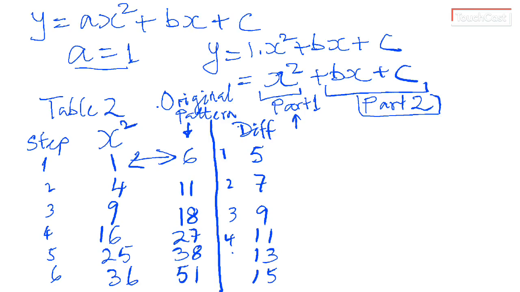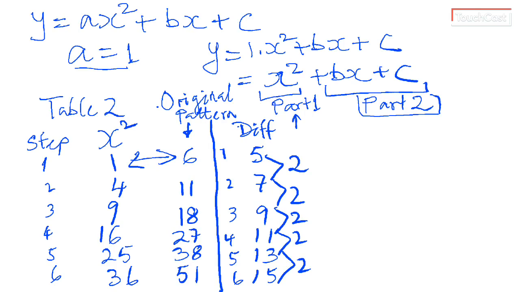Now, for the time being, ignore this part of the table, and this is step 1, 2, 3, 4, 5, 6. This is a completely different sequence. Let's look at the pattern and find the rule. Finding the first difference, 7 minus 5 is 2, 2, 2, 2.